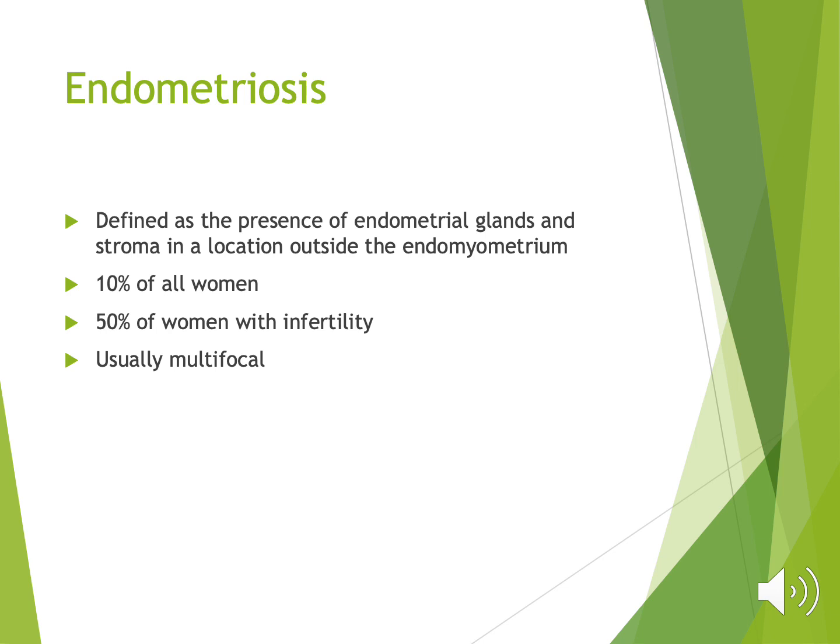Endometriosis, on the other hand, is the presence of endometrial glands and stroma outside the endomyometrium. It can happen basically anywhere in the body, but most commonly in the pelvis, as we will see later. It happens in 10% of all women. It causes 50% of infertility cases, and usually it's multifocal.